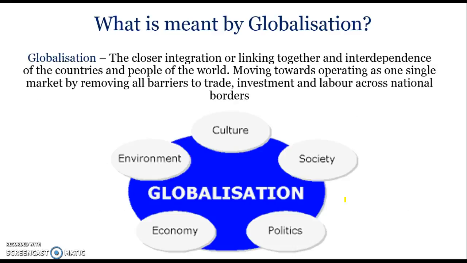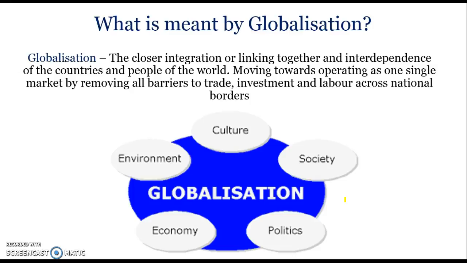So what is economic globalisation? Okay, the strict definition of globalisation is the closer integration or linking together and interdependence of the countries and people of the world, moving towards one single market by removing all barriers to trade, investment and labour.